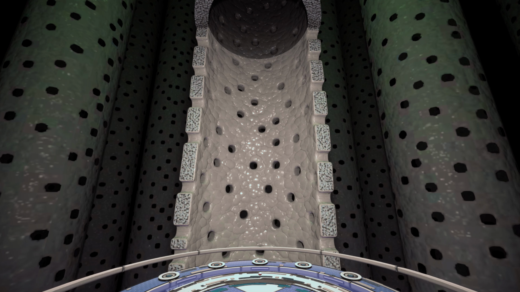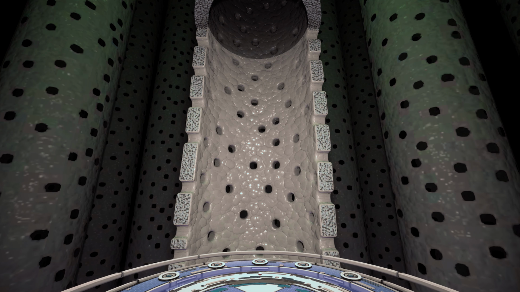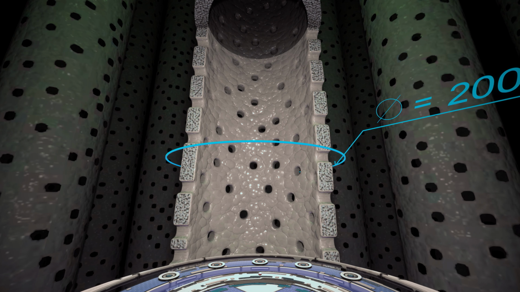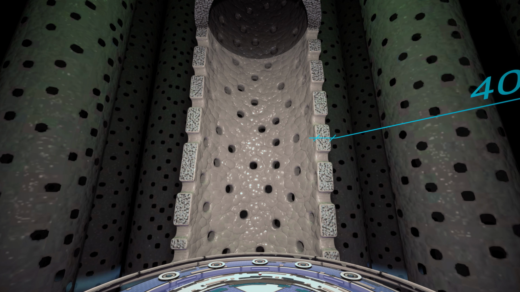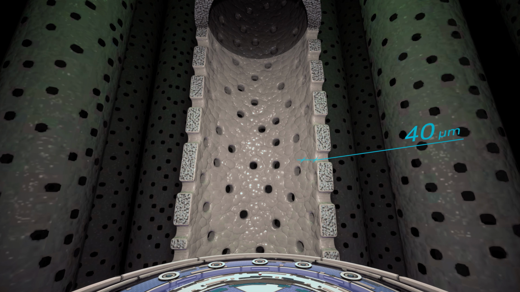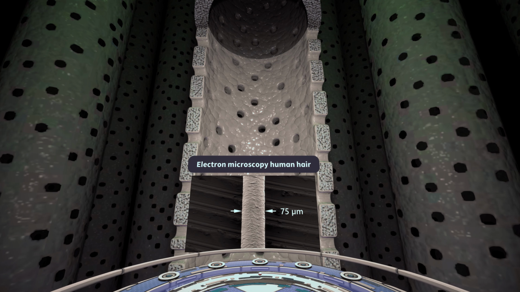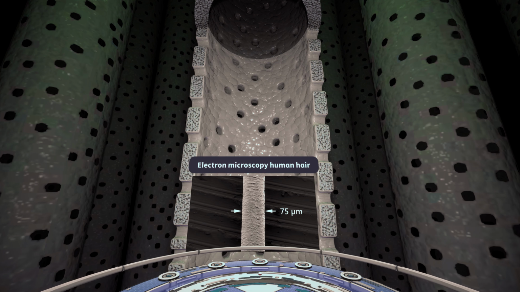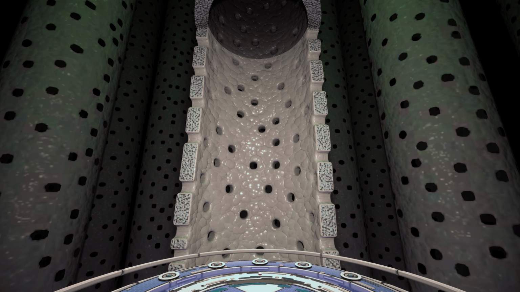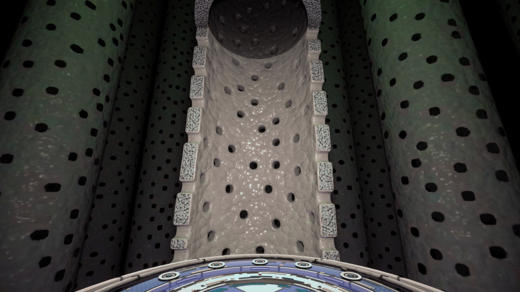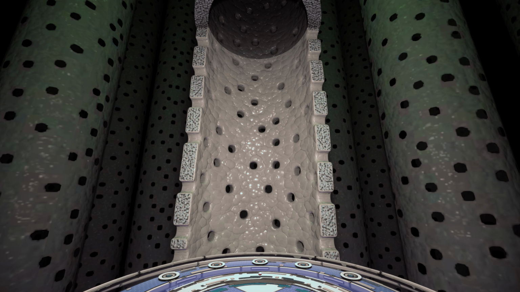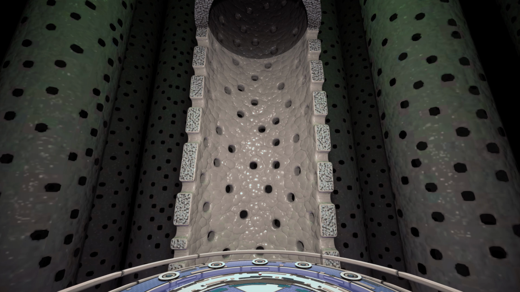What you see all around you are the hollow fibers. They are small, 200 microns in diameter, and the wall thickness is just 40 microns. By comparison, a human hair is about 75 microns in diameter. Pores or holes are randomly distributed along the surface of these fibers and vary somewhat in size. The dialyzer contains thousands of these fibers.